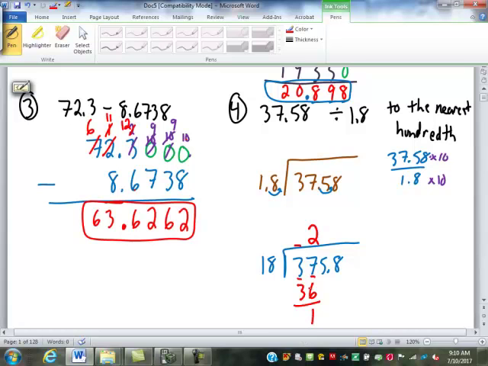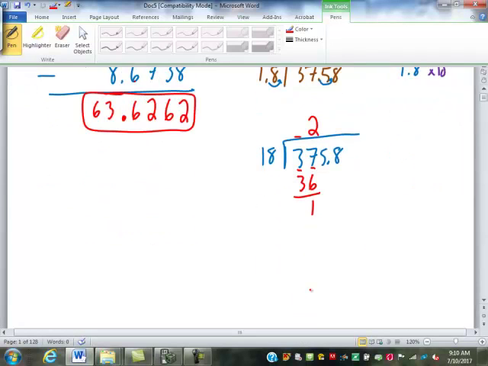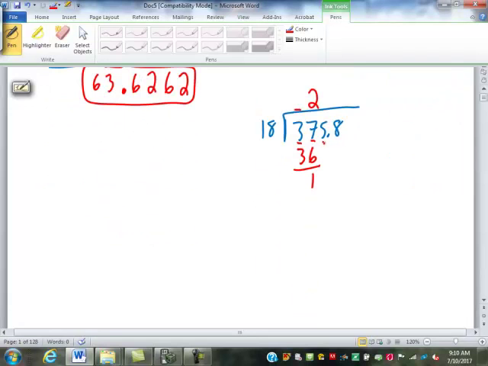What do I do next? We bring down the 5. Does 18 go into 15? No, so what do I have to do? Let's put a 0 above the 5, because I've used the 5, I have to have something above it.